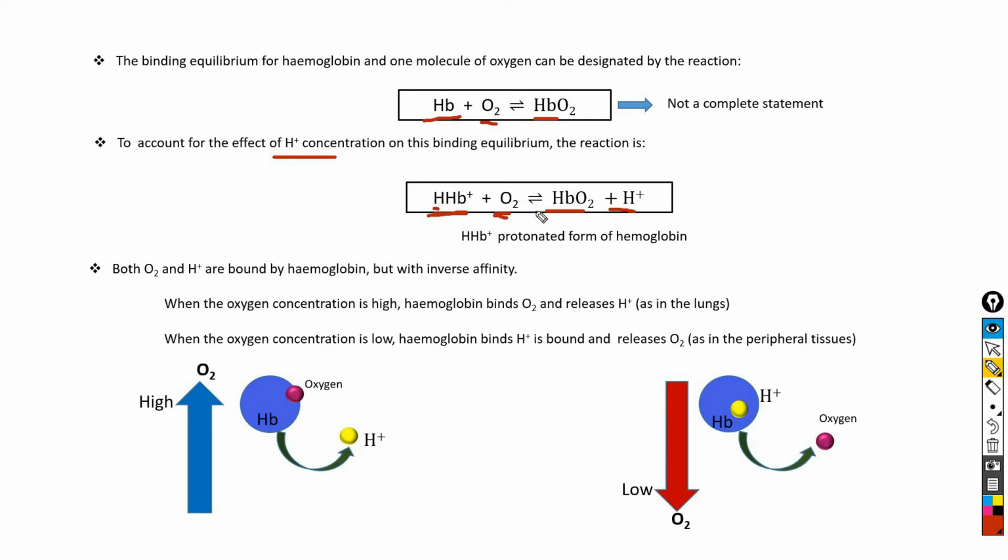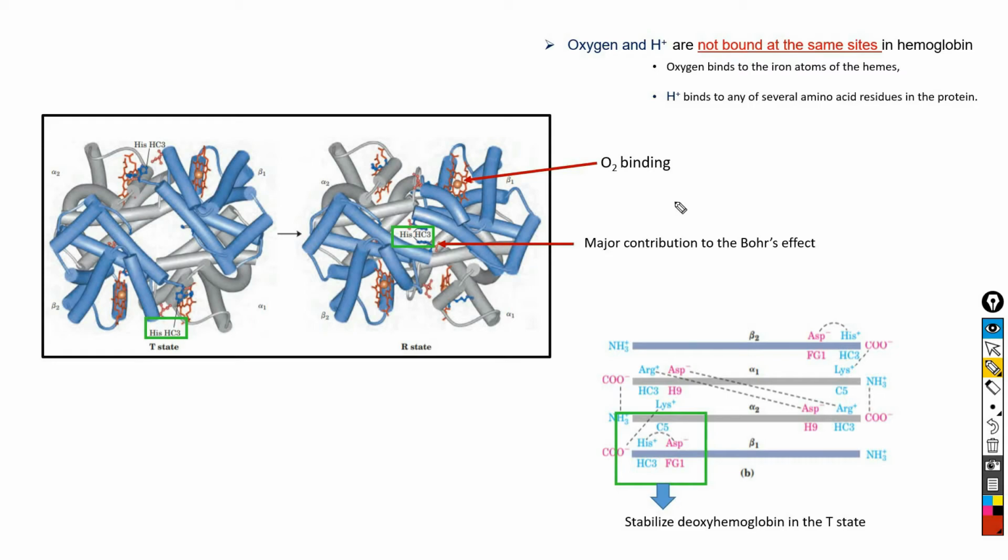But the binding of H plus and O2 with the hemoglobin is with inverse affinity. Means when oxygen concentration is high, hemoglobin binds with the oxygen and releases H plus. But when oxygen concentration is low, hemoglobin binds H plus and releases oxygen. So hemoglobin binds both oxygen and H plus, but the binding sites for oxygen and H plus are different on the hemoglobin. Means oxygen and H plus are not bound at the same sites in the hemoglobin. Oxygen binds to the iron atom of the heme, whereas H plus binds to any of the several amino acid residues present in the hemoglobin.